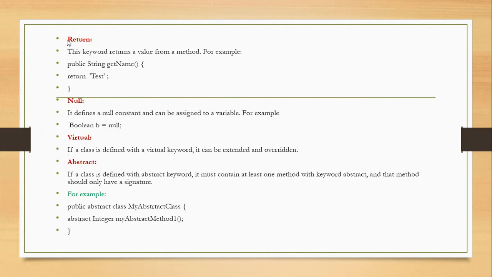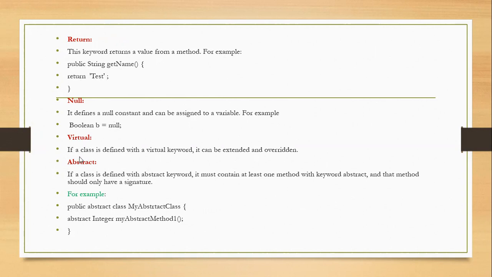Return: this keyword returns a value from a method. For example, public string getName, return the text. Null: null is a defined constant and can be assigned to any variable. For example, Boolean b equals null.